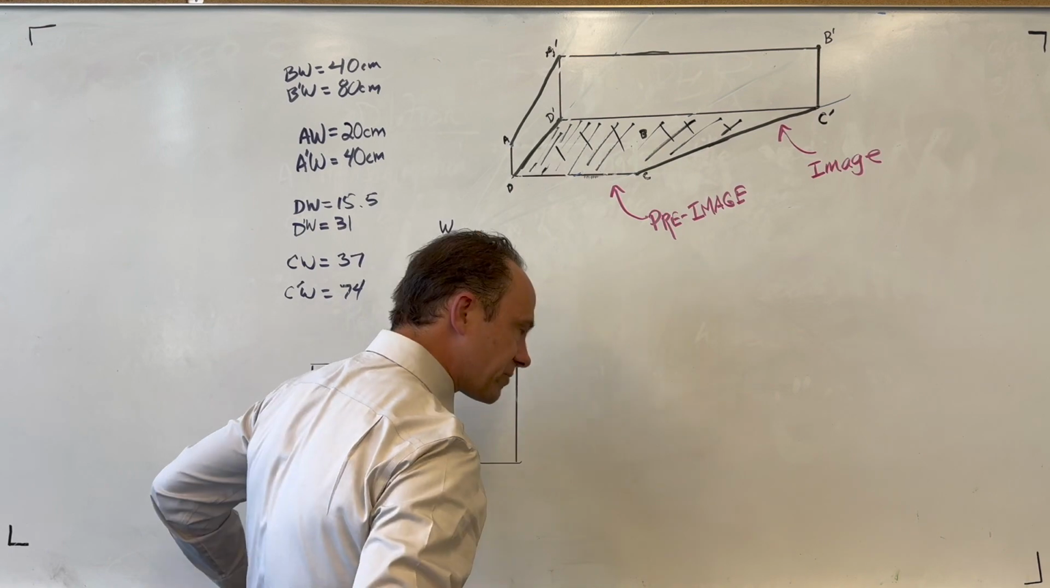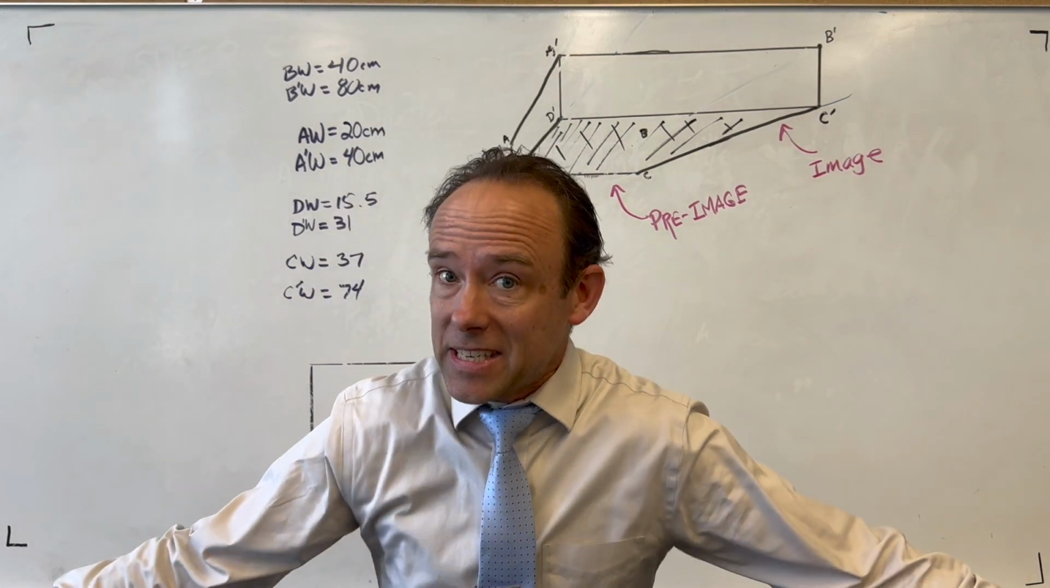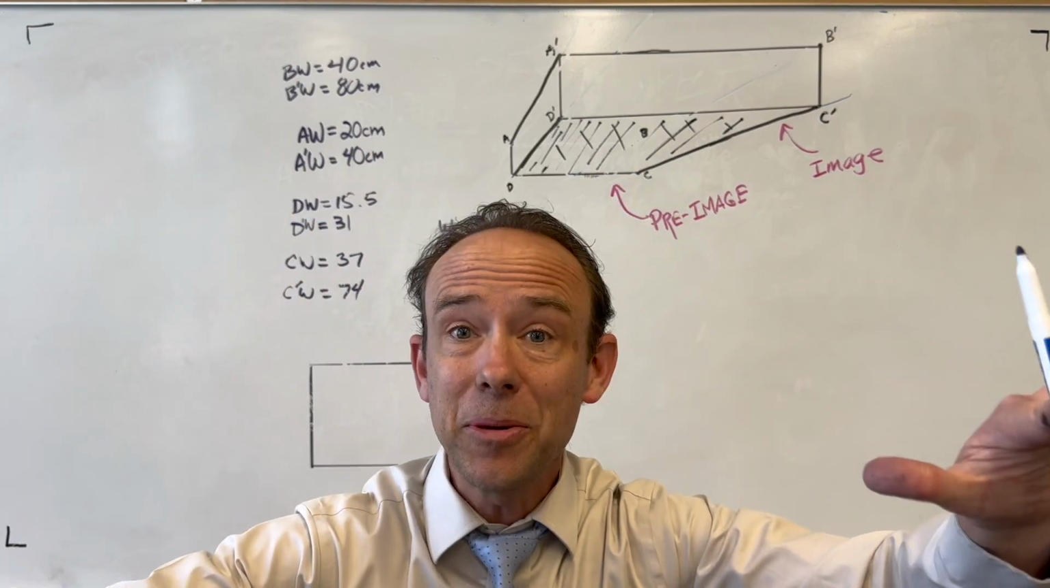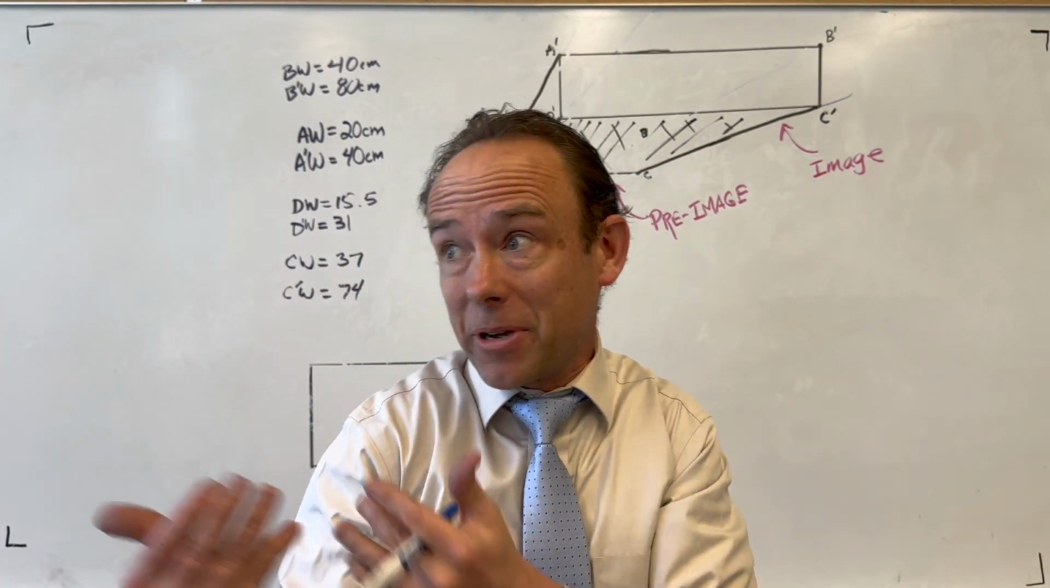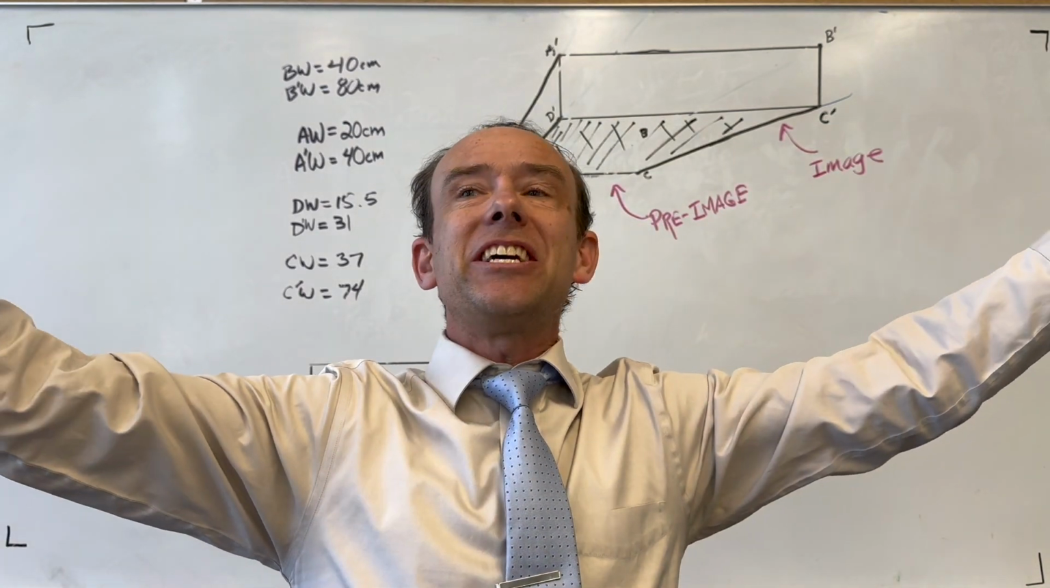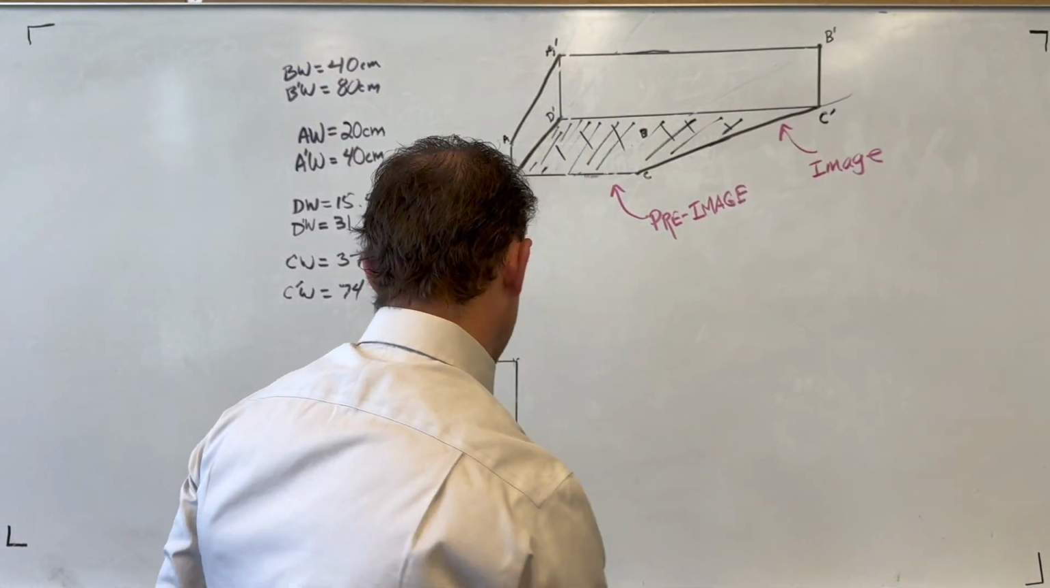So what's the first thing I'm going to do when I make my dilation? Well, I'm going to define the points that I want to dilate, that I'm going to use to redraw the object. And then I'm going to draw my lines of dilation right through those points.